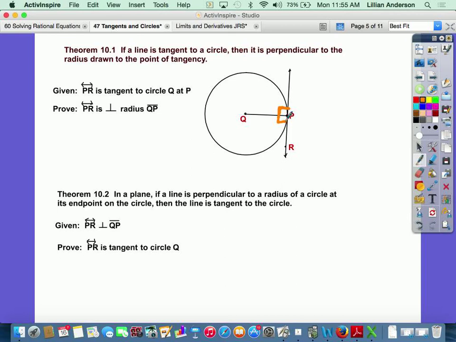That's going to be very important when it comes to potential triangles that are drawn, and maybe finding some radius lengths or something like that. That's going to be very helpful. And vice versa: in a plane, if a line is perpendicular to the radius at its endpoint on the circle, then you know that line is indeed a tangent. So if it doesn't say that it's a tangent, but it says there's a 90-degree angle here, you know automatically that that's a tangent line.